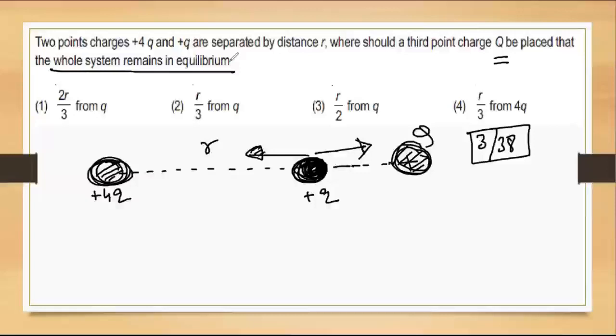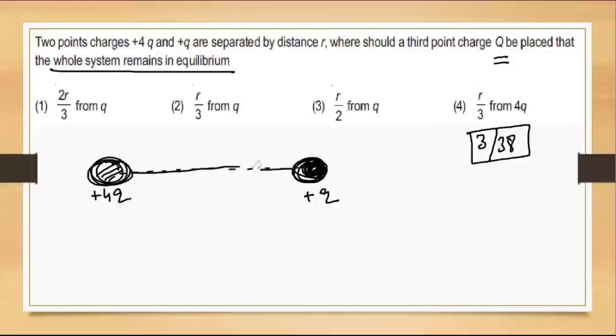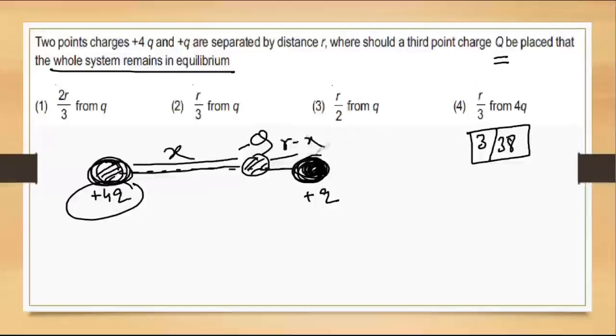Okay, so Q has to be brought inside. First of all, that Q should be negative, but it should be away from this and closer to this. Why is this so? Because you see, this is a large charge, so the distance can be more. As it is a smaller charge, the distance can be less. So take it as x, and it will automatically be r minus x.